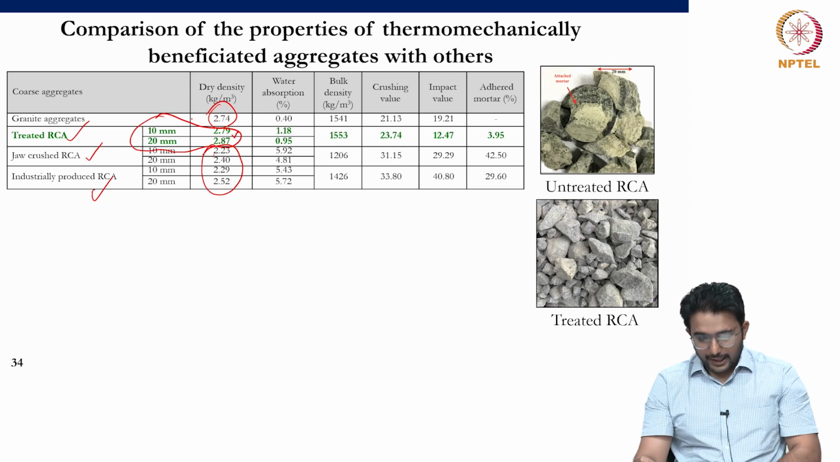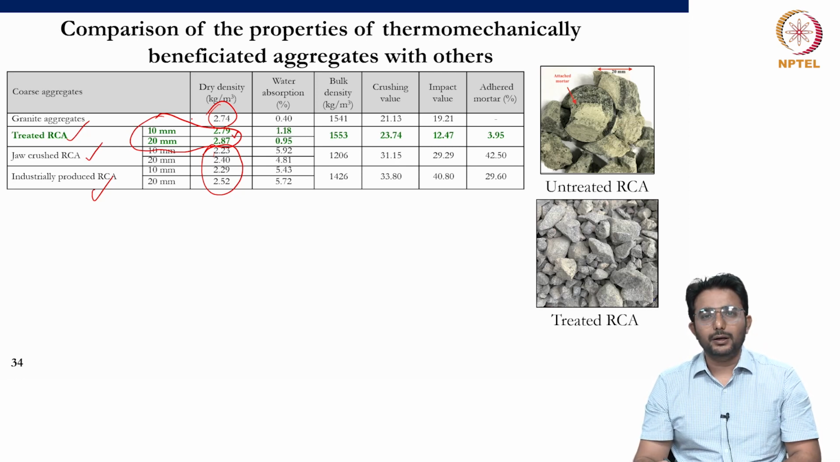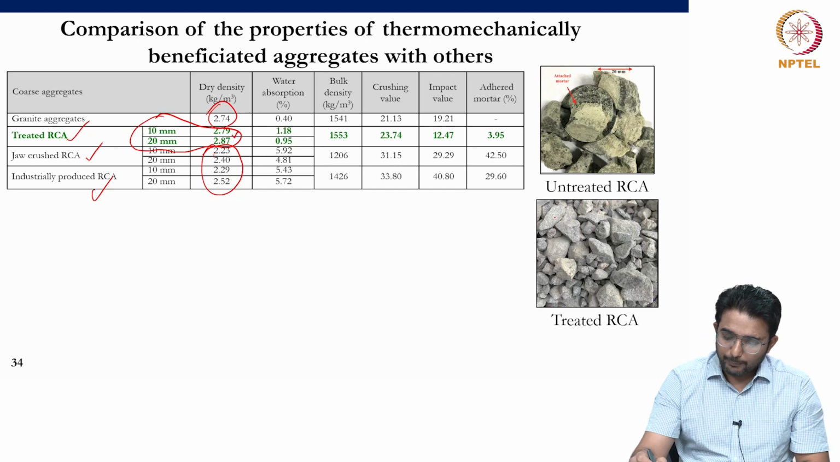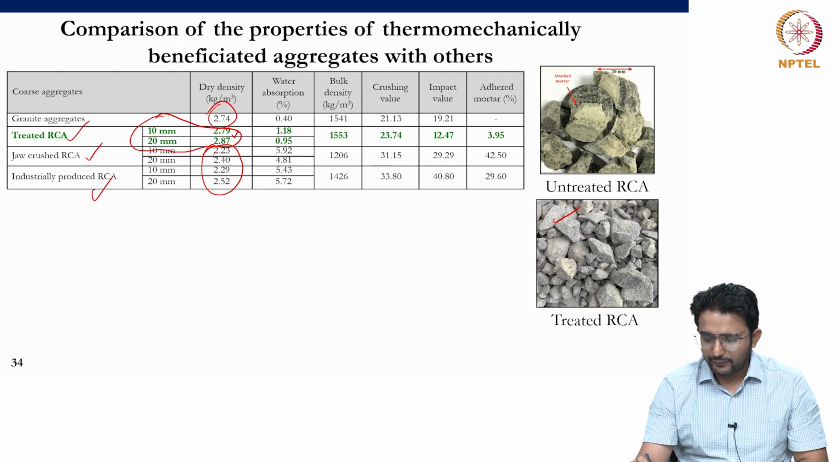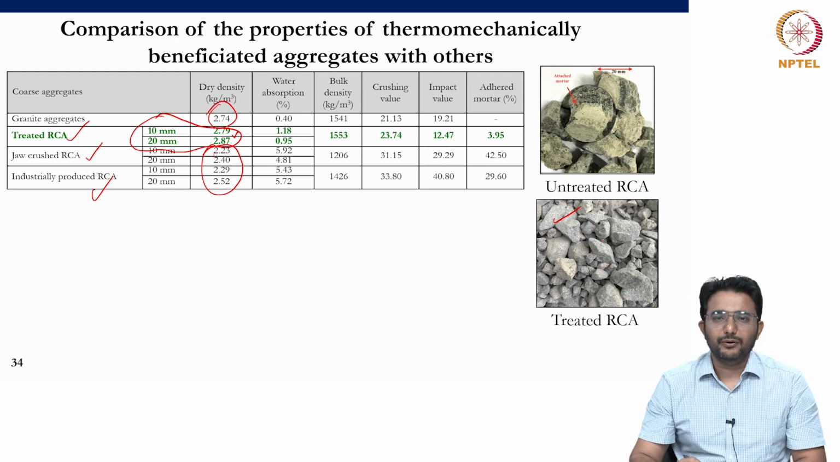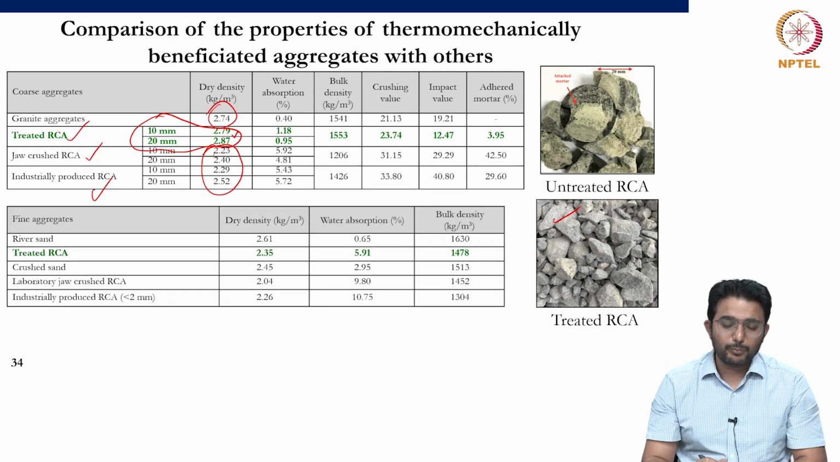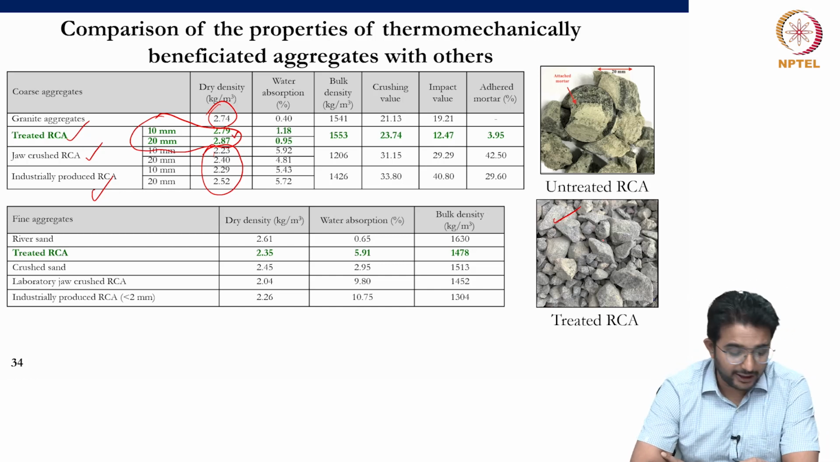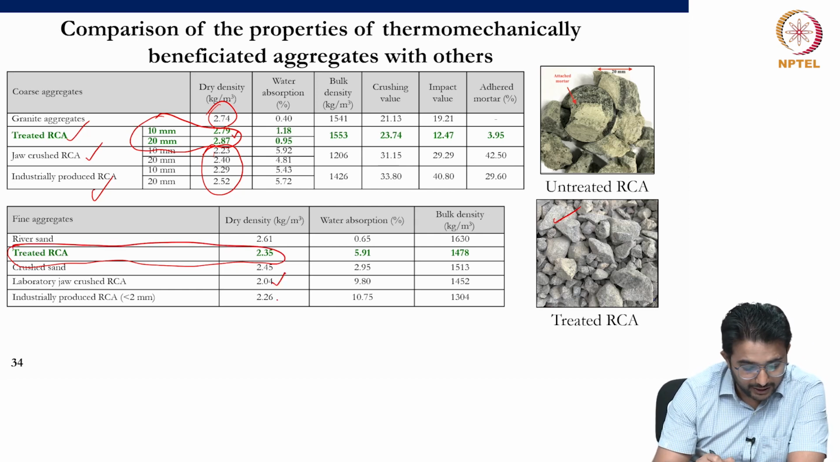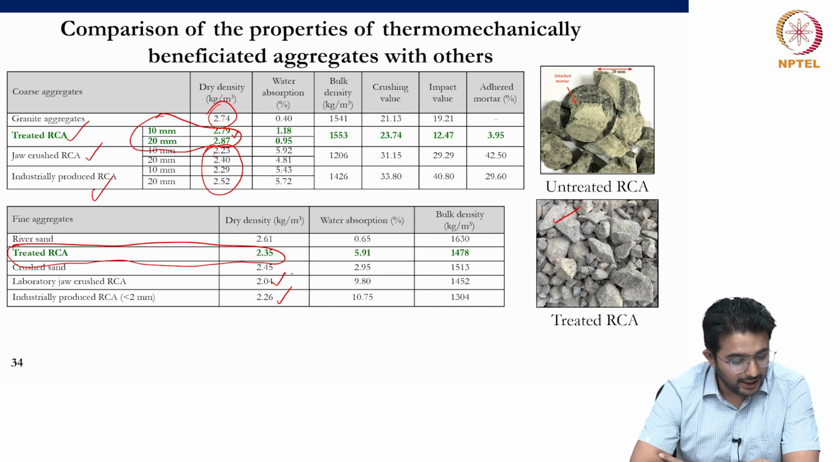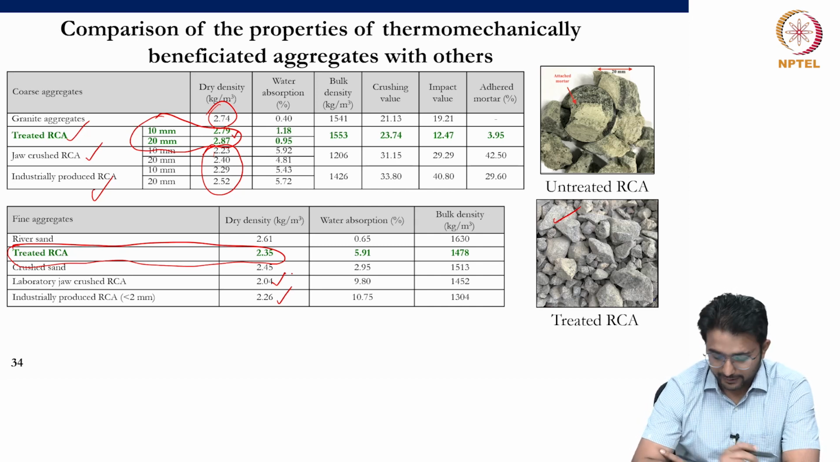The other important benefit of the thermomechanical beneficiation technique is that it is not only improving the quality of the coarse aggregate. For example, here these are the coarse aggregates, wherein we can see they are completely free from the added mortar, but this technique will also produce high quality fine recycled concrete aggregate. For example, in this figure you can see the density of the treated RCA is 2.35, which is significantly higher than the untreated version and the industry produced RCA, right?